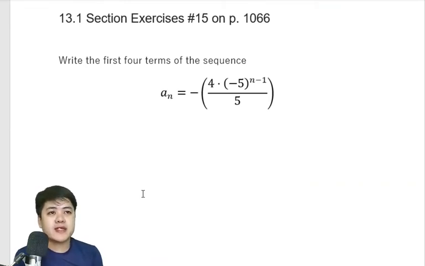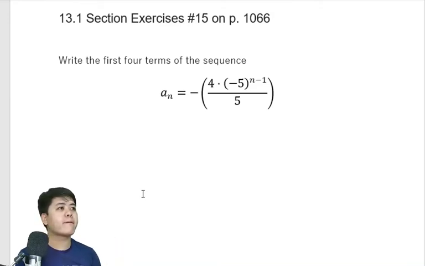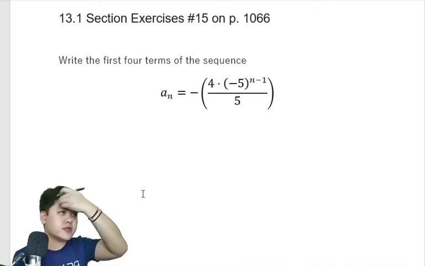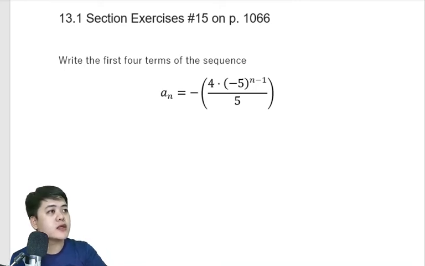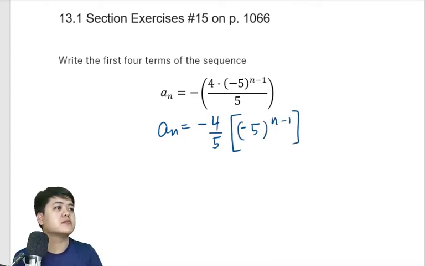The explicit formula is a sub n equals negative of the whole quantity 4 times negative 5 raised to n minus 1, divide everything by 5. I think we can do something here first. Pwede natin itong i-rewrite, pero ilalabas ko yung 4 at 5. So it will become negative 4 over 5 times negative 5. Sorry. So let's use negative 5 raised to n minus 1.